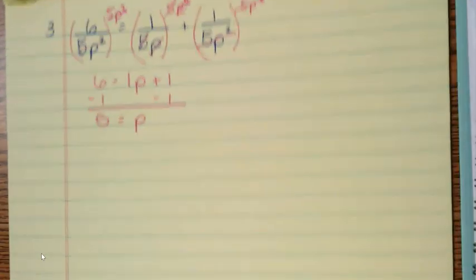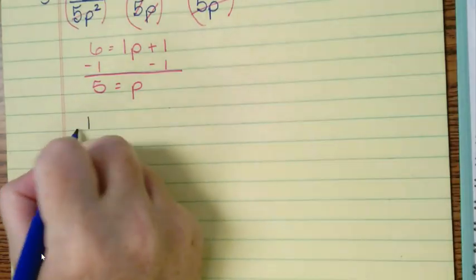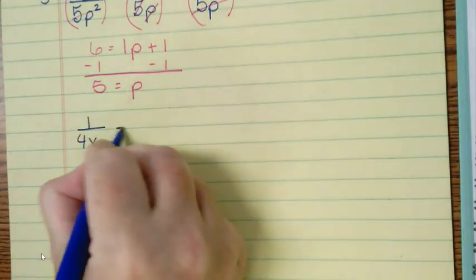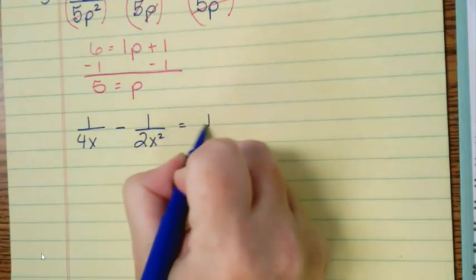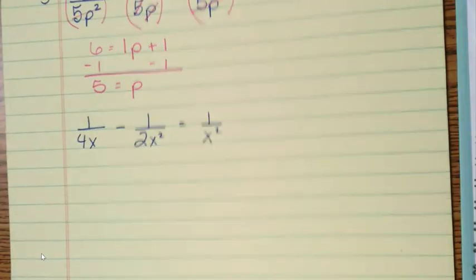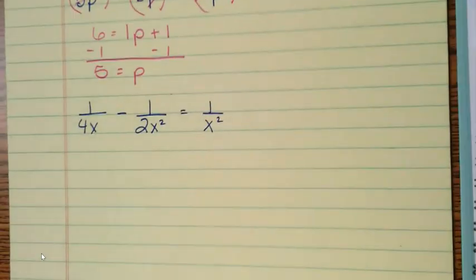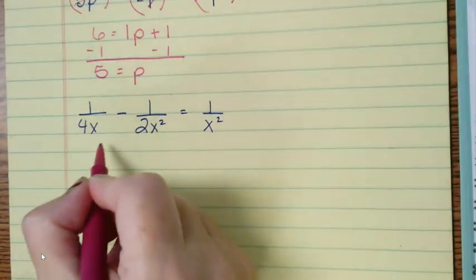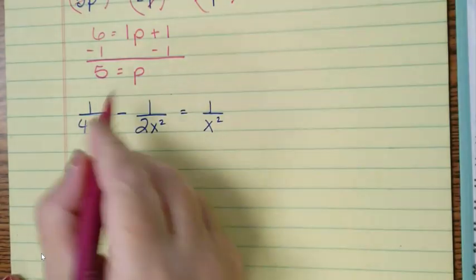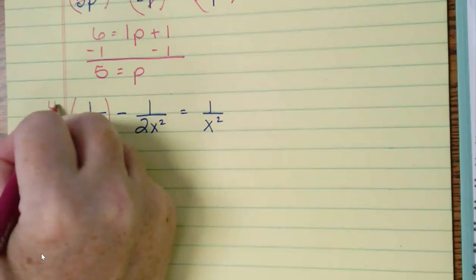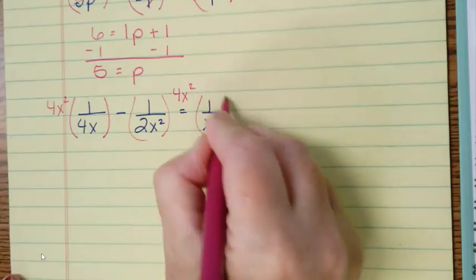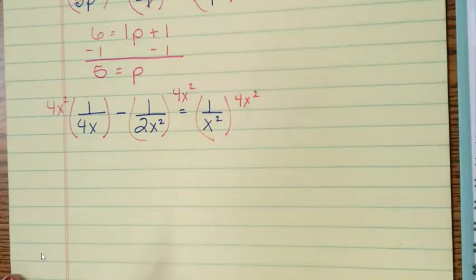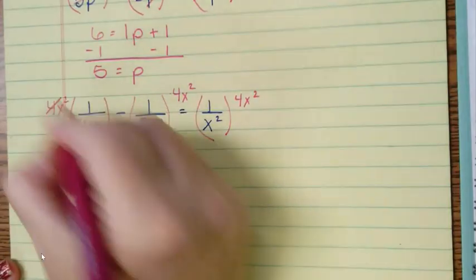Okay, let's do another one. 1 over 4x minus 1 over 2x squared equals 1 over x squared. Usually when you want to get rid of the denominator, pick the biggest number and the biggest degree term. So 4x squared, 4x squared, 4x squared. Okay, so the 4's cancel out here.